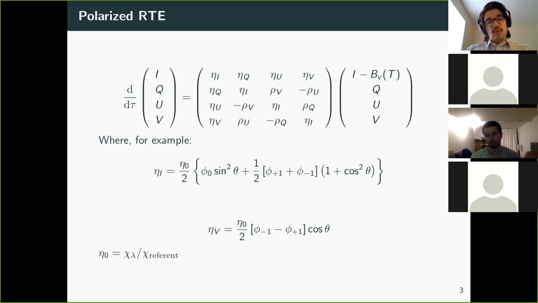Then for eta V, which basically describes the coupling between Stokes I and Stokes V, which you can see from this matrix here, it describes the coupling between the circular polarization and the total intensity of the light. You have these phi minus 1 and phi plus 1, which just come from these 2 transitions which create photons where the change of magnetic number m is +1 or -1, which means circularly polarized photons for us.